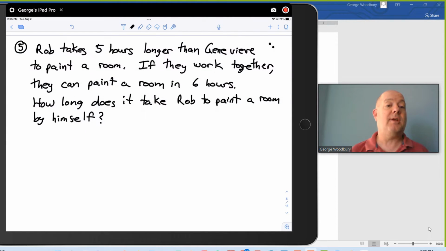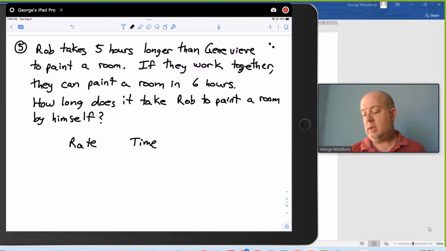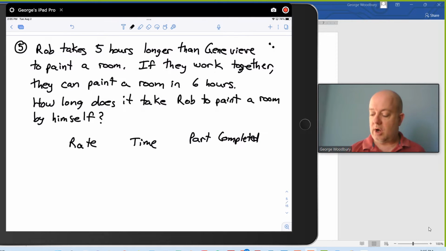In this problem it says Rob takes 5 hours longer than Genevieve to paint a room. If they work together, they can paint a room in 6 hours. How long does it take Rob to paint a room by himself? So we've got rate, time, and the part completed. And we have Rob, Genevieve, I'll just abbreviate that, and so the first thing that I know is that Rob takes 5 hours longer than Genevieve.